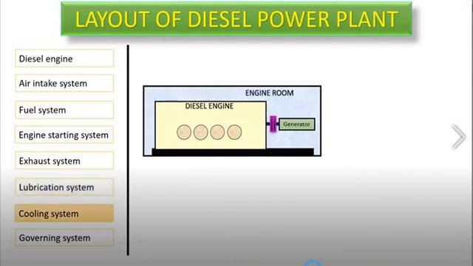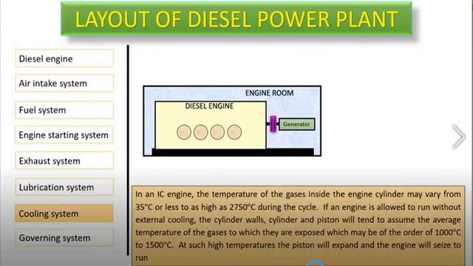The next one is the cooling system. So the diesel engine will be at high temperature. That is, in an IC engine, the temperature of the gases inside the engine cylinder will vary from 35 degrees Celsius to about 2750 degrees Celsius in a cycle.